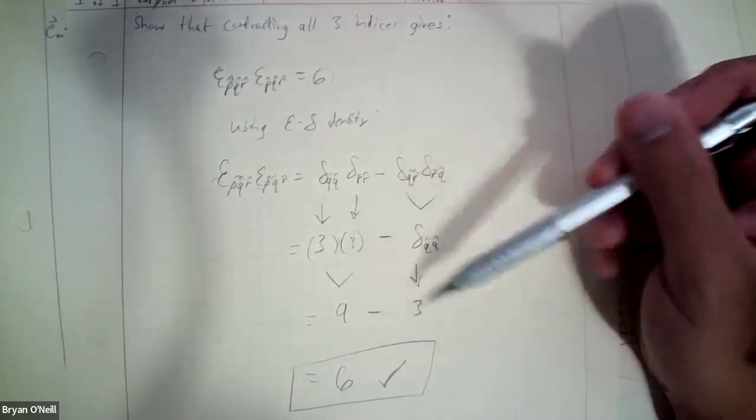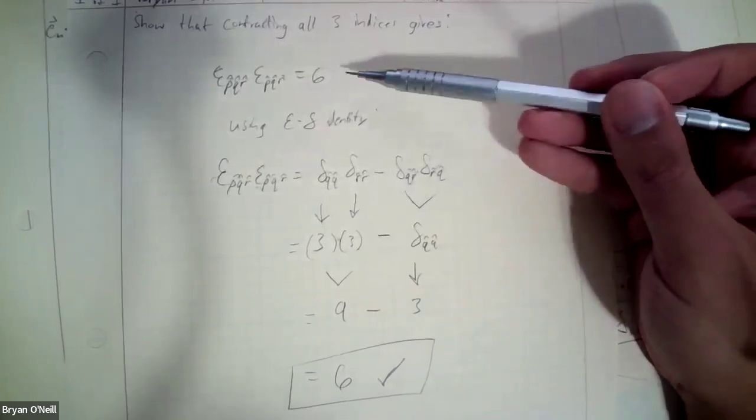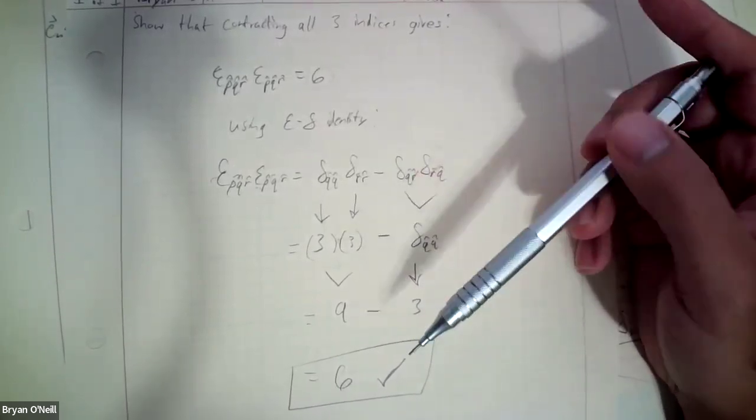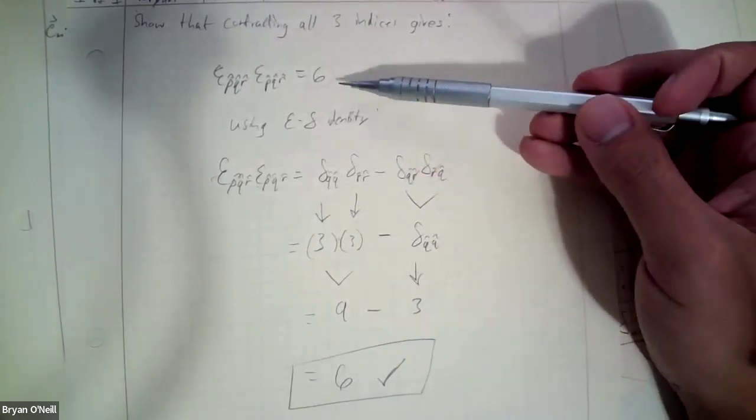So now we end up with 9 minus 3. 9 minus 3 is 6. And we have proven that this is true up here.